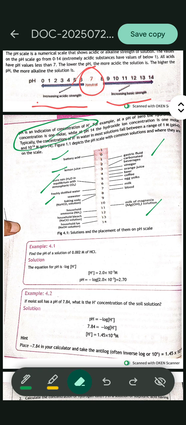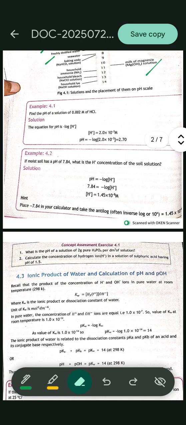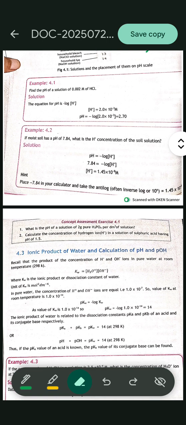Now we have example 4.1, so we will look at this example. In this example we have to calculate the pH of a 0.002 molar solution. We simply put the value in for H positive. This is the H-positive ion concentration because HCl is an acid. So we will find the pH value. Negative log of 2.0 times 10 to the power minus 3, we get a pH of 2.70. Similarly, if the pH is given, we can find the hydrogen ion concentration in the second example.